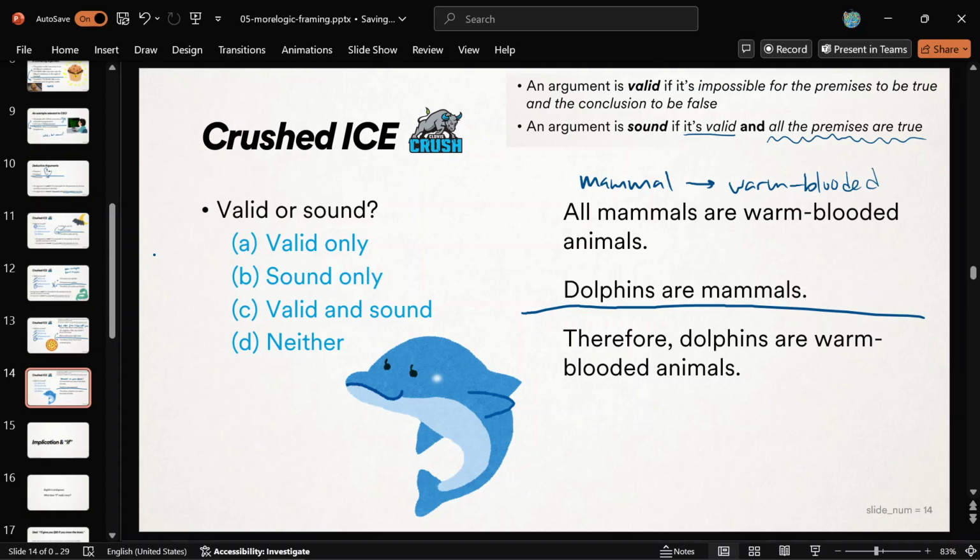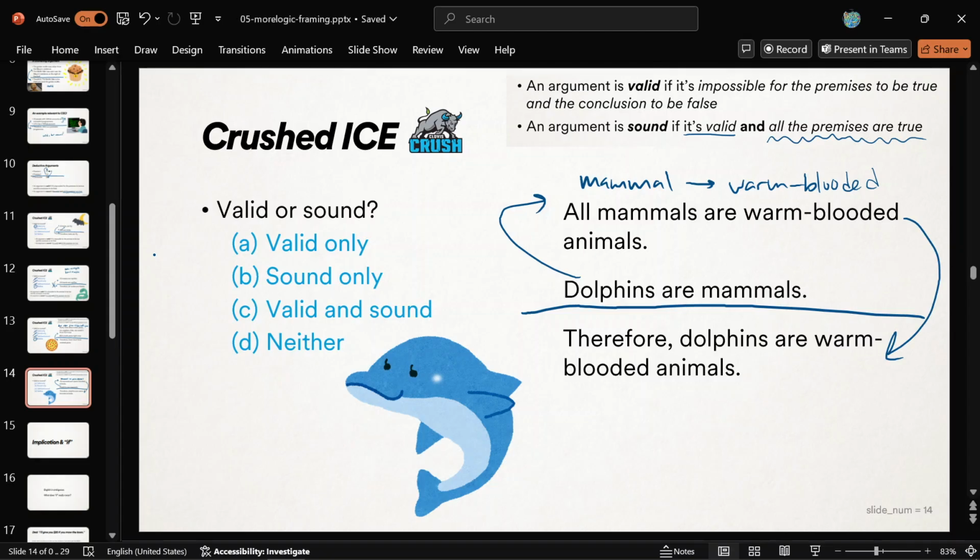Yeah? And then we're saying that dolphins are mammals. So we know that dolphins are mammals, and we're trying to conclude that therefore dolphins are warm-blooded animals. Is this valid? Is now the question. I think it is. Because we know that dolphins are mammals, we can plug that fact into here and get out the fact that dolphins must be warm-blooded. Do you see how that's the correct direction for the arrow finally? It is going to check out. That gets us the conclusion, so it's for sure valid.